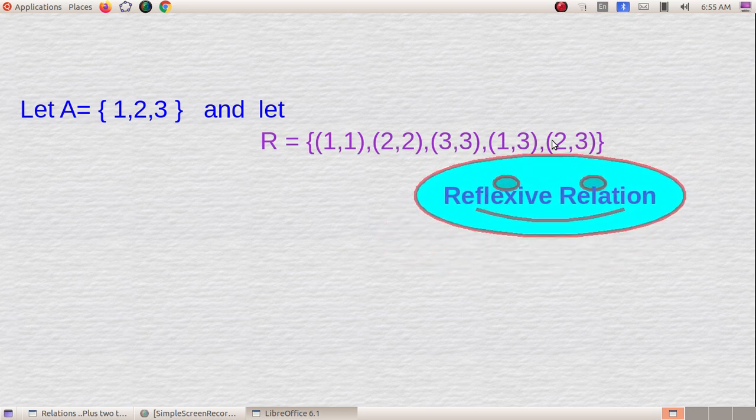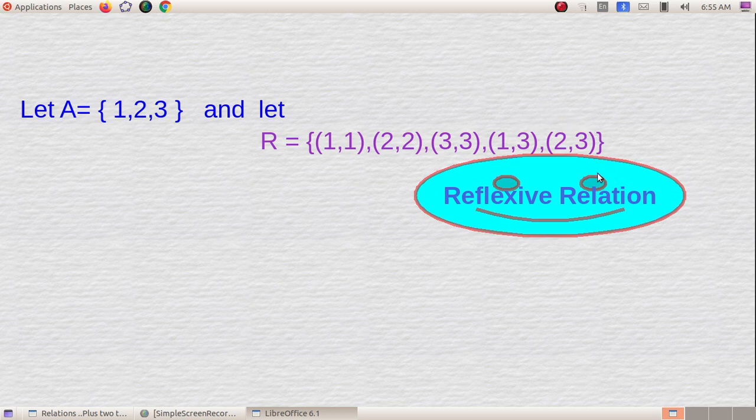What is the name of this relation? Reflexive relation. A natural question may arise. Here (1,3) is there, (2,3) is there, but 1 is not related to 1 here. No problem. (1,3) and (2,3) may or may not be in this relation. Don't bother about (1,3) and (2,3).